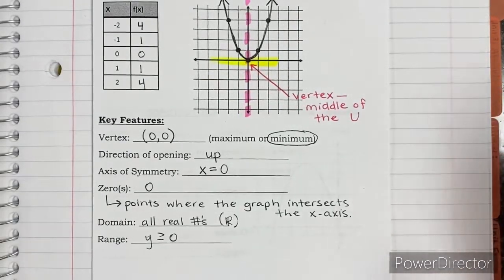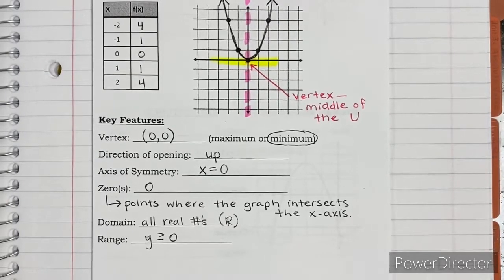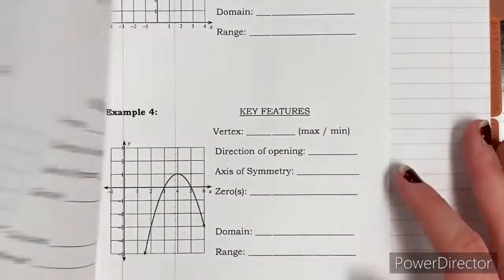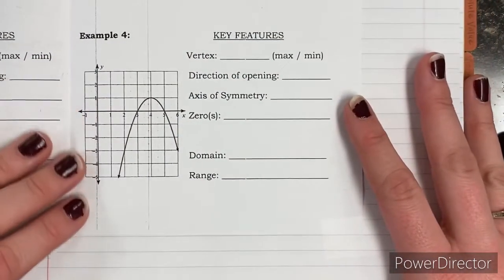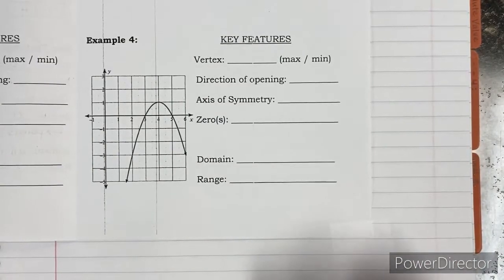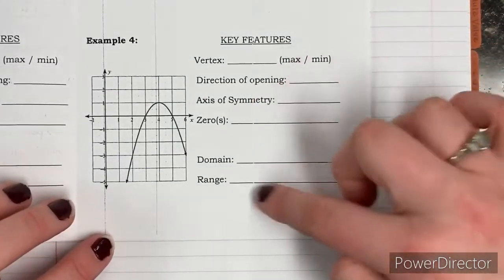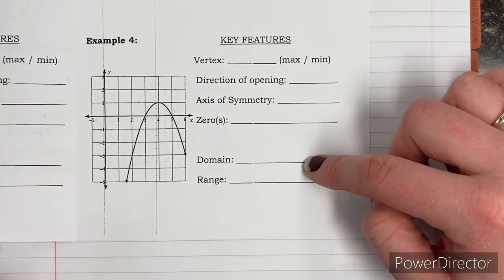Okay, so now that we have talked about all of the key features, I want to do one more example with you before I let you practice some on your own. So flip to the inside. I would like to do example number 4 with you guys. So the good thing about these 4 examples on the inside, the graph is already done for you. So you are only focusing on identifying these important key features that we have to know.